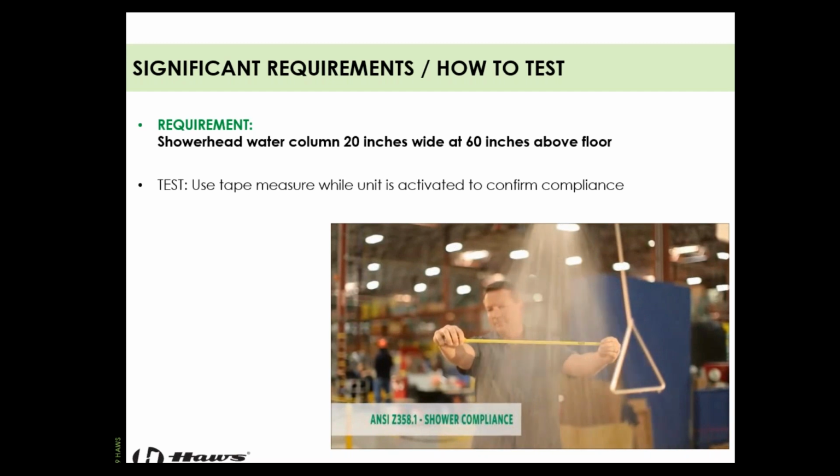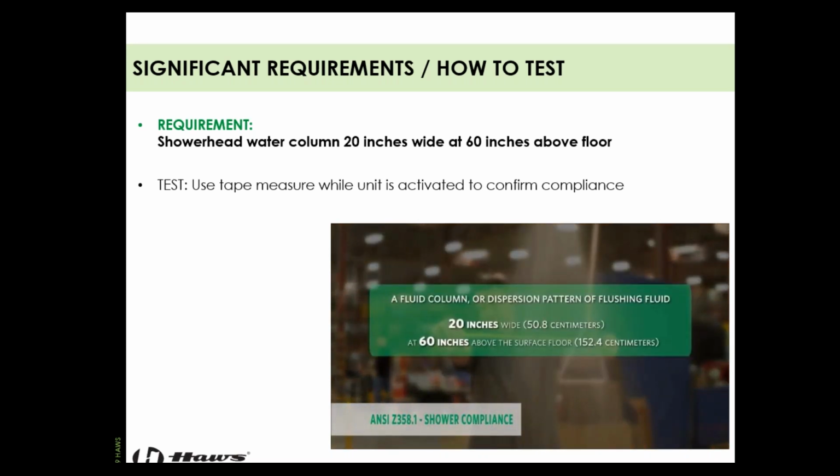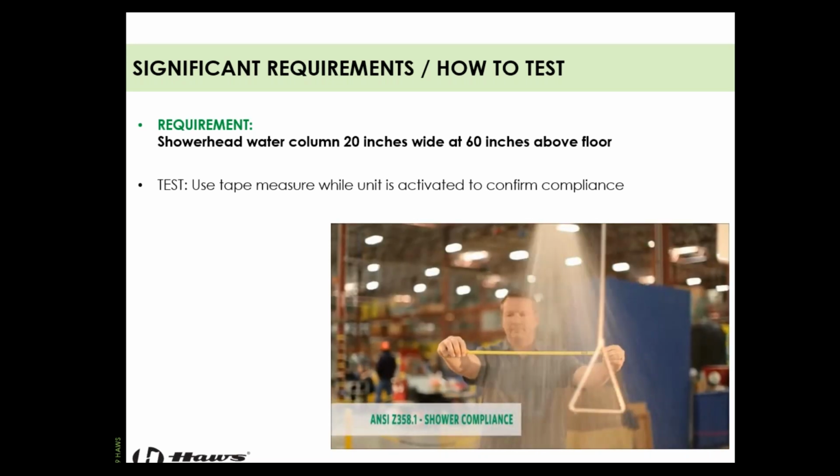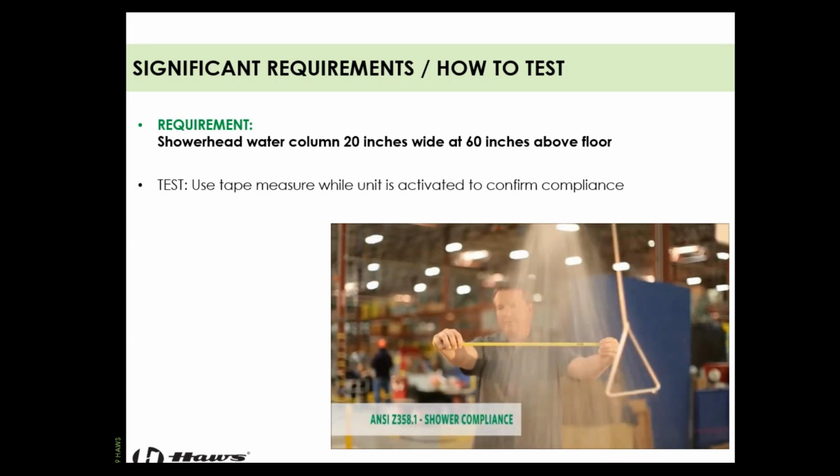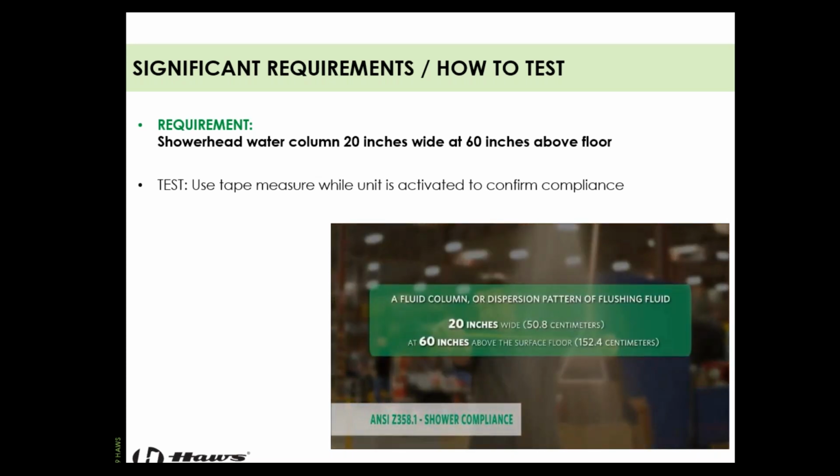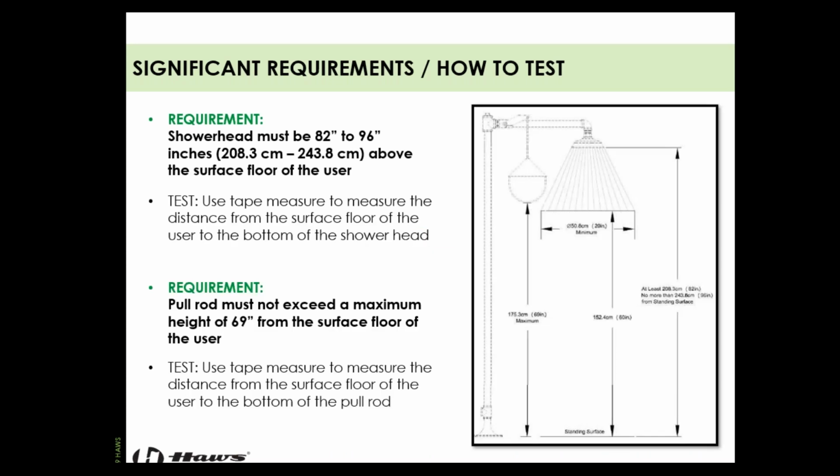Here's a good test. So this is how you do it. Grab the tape measure, open it, ensure that you're getting 20 inches wide, measure 60 inches up above the ground. So long as that's being met, the shower flow pattern is compliant.